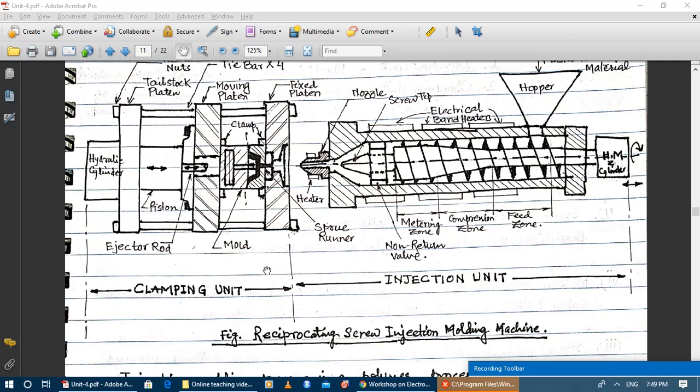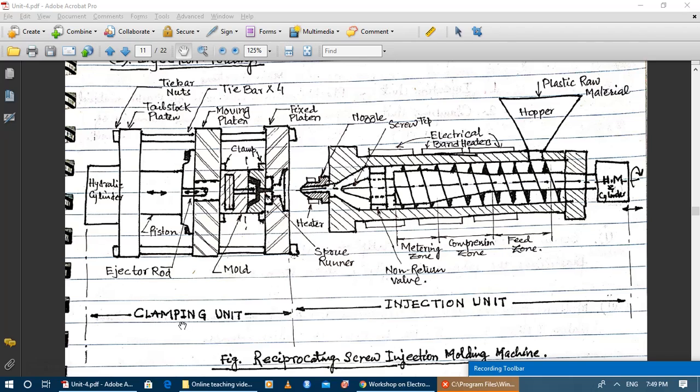Now, the clamping unit is not in the extruder system; it is part of the injection molding system. In the clamping unit, there are basically three platens. The first platen from the nozzle side is the fixed platen. The second platen is the moving platen that can move to and fro for the opening and closing of the mold. And the third platen is the tailstock platen, and it holds the hydraulic cylinder and the piston.